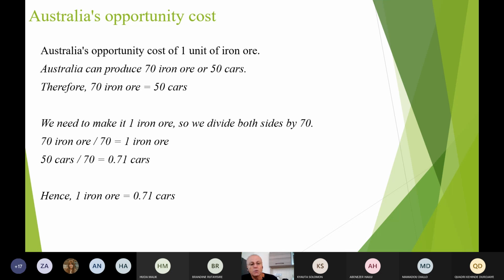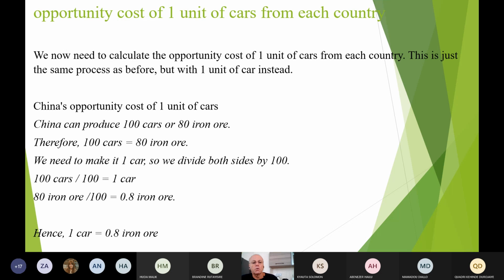70 iron ores divided by 70 is going to give you 1 iron ore, and 50 cars divided by 70 iron ore will give you 0.71 cars. Therefore, here the iron ore is becoming more advantageous, and hence 1 iron ore is equal to 0.71 cars, which is of course questionable. This opportunity cost will give you a clearer understanding for becoming a trade partner.